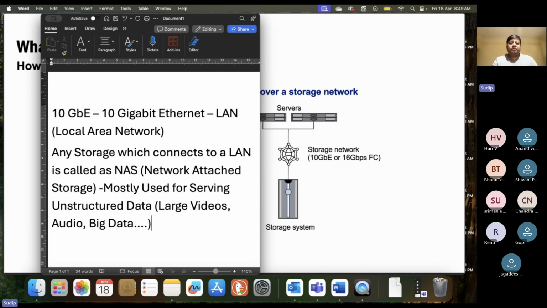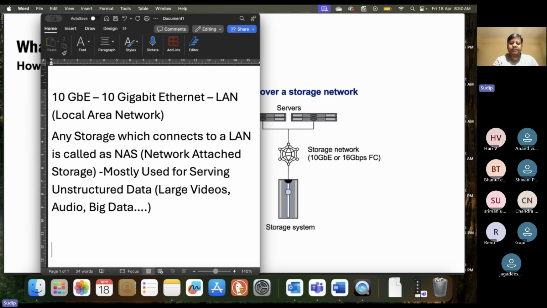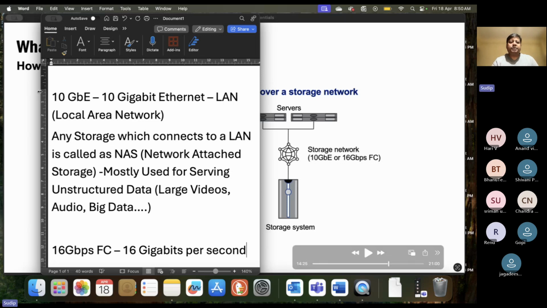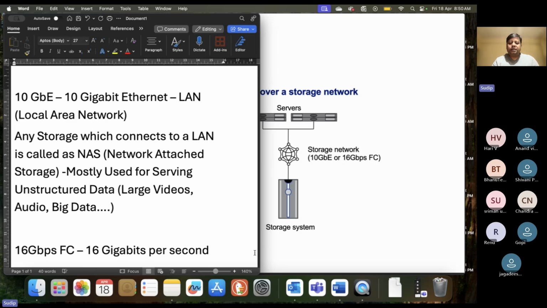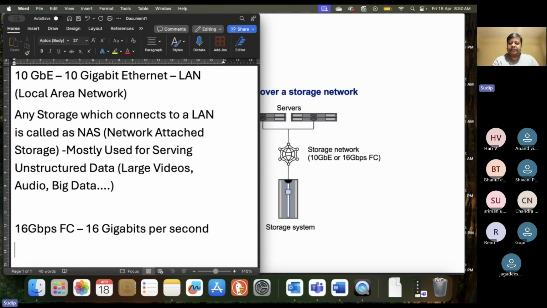Now let us understand what is meant by 16 Gbps FC. 16 Gbps FC means 16 gigabits per second, and FC stands for fiber channel. Okay, fiber channel.